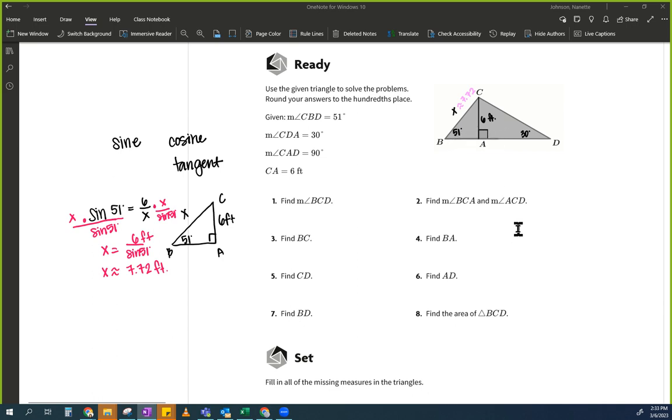And your brain should get more comfortable with being able to ignore parts of this picture and focus in on whatever you need. So if we want to find AD, I'll call it Y for now. If I wanted to find Y, this length here, what should I use? Should I use the triangle on the left, the triangle on the right, or the big triangle? What do you guys think?